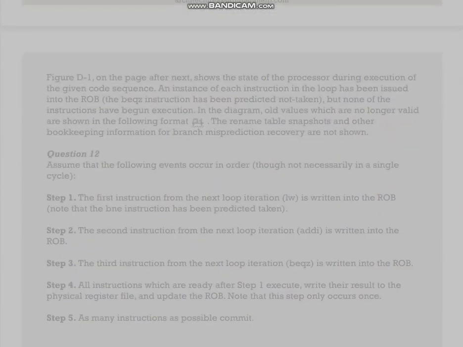Figure D1 on the page after next shows the state of the processor during execution of the given code sequence. An instance of each instruction in the loop has been issued into the ROB. The BNE instruction has been predicted not taken, but none of the instructions have begun execution. In the diagram, old values which are no longer valid are shown in the following format. The rename table snapshots and other bookkeeping information for branch misprediction recovery are not shown.